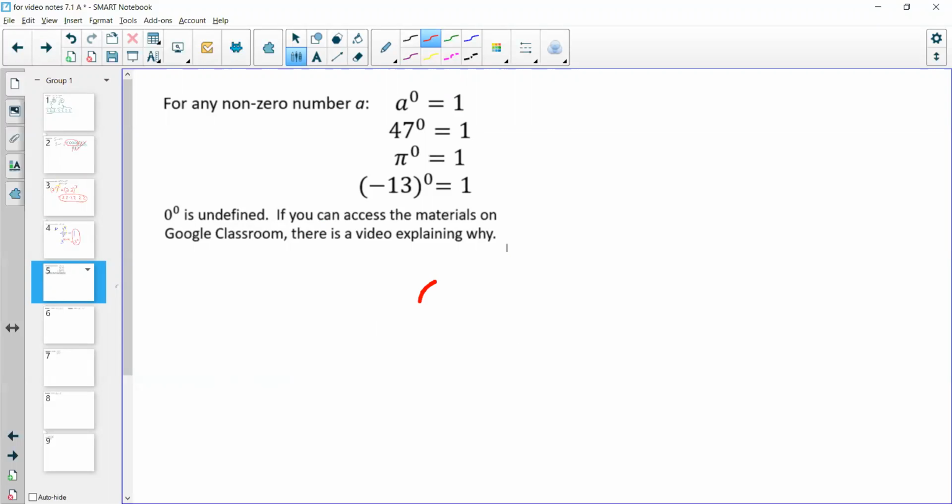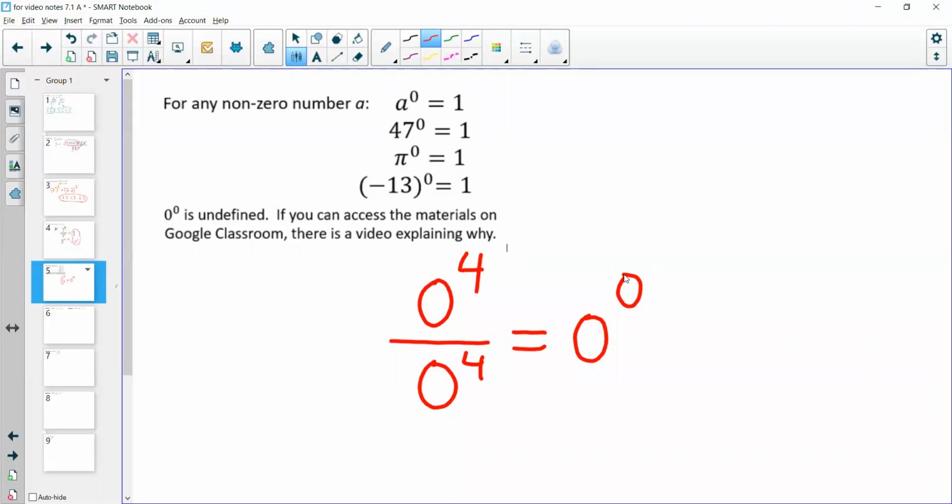Let's say I take 0 to the 4th power over 0 to the 4th power. This would give me 0 to the 4 minus 4, which is 0 to the 0 power, using the quotient rule. Yet, 0 to the 0 power necessarily means I have a 0 in a denominator. And of course, we cannot divide by 0. Therefore, 0 to the 0 power does not make sense.